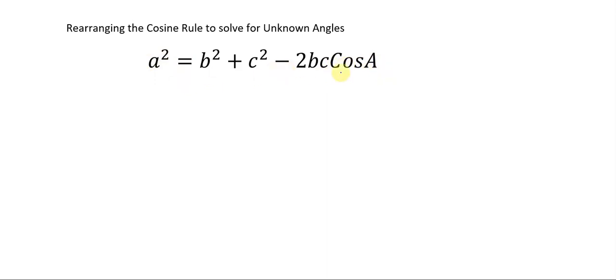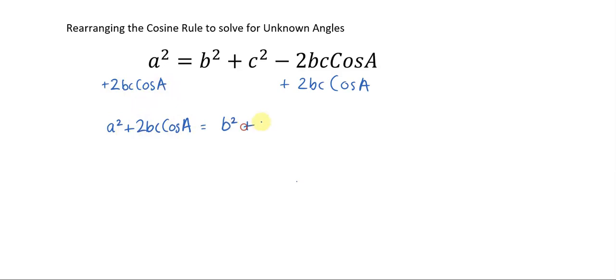To start off, because we have a negative 2bc cosine A, to reduce the number of negatives that we have to work with, we're going to add 2bc cos A to both sides of our equation. So on the left-hand side, we have a squared plus 2bc cos A, and that's equal to b squared plus c squared. Because on the right-hand side, our negative 2bc cos A and our plus 2bc cos A cancel each other out. And so we're left with a squared plus 2bc cos A on this side.